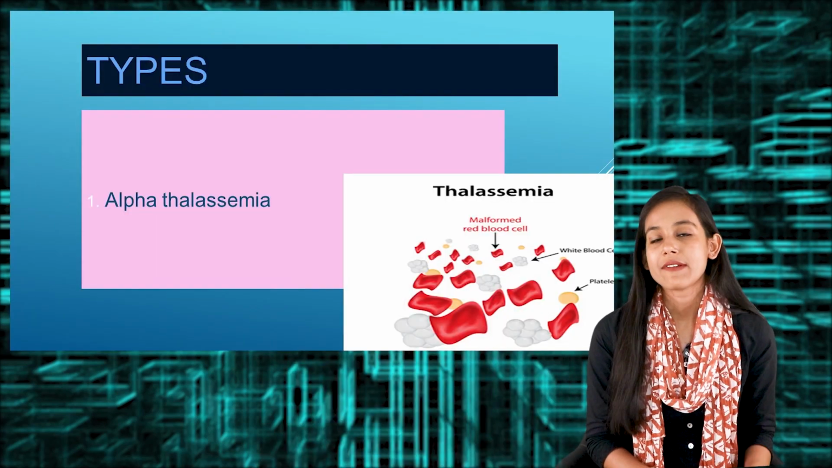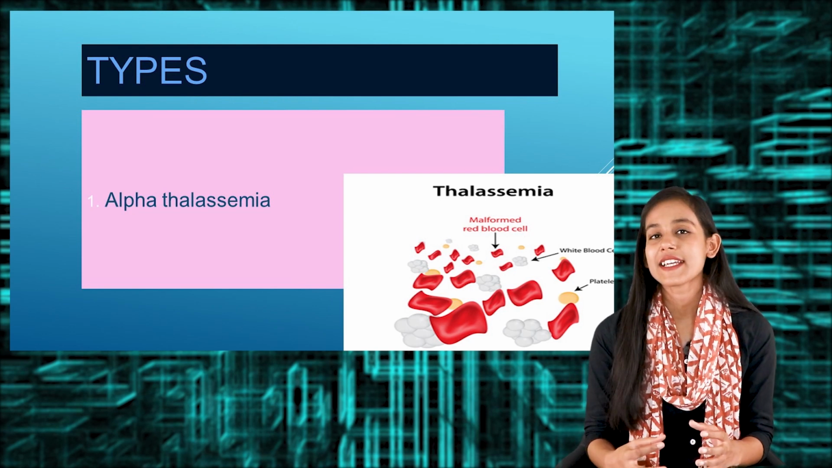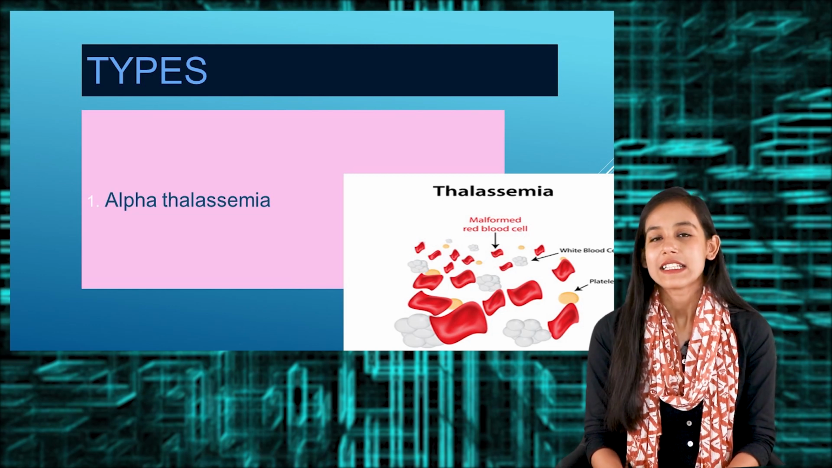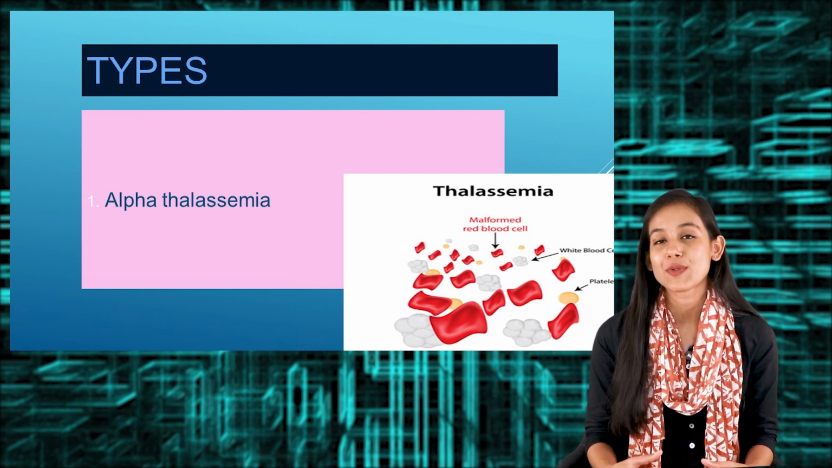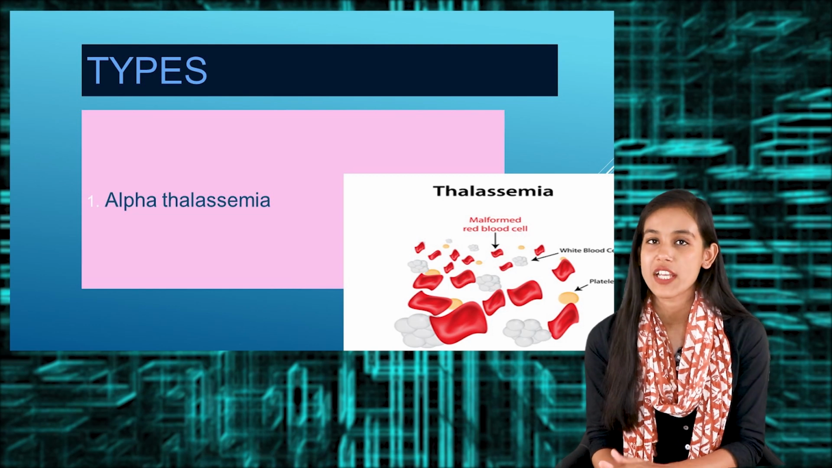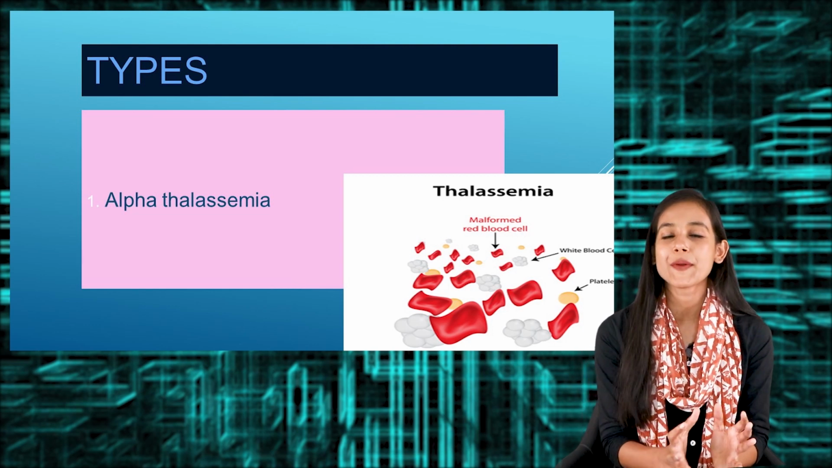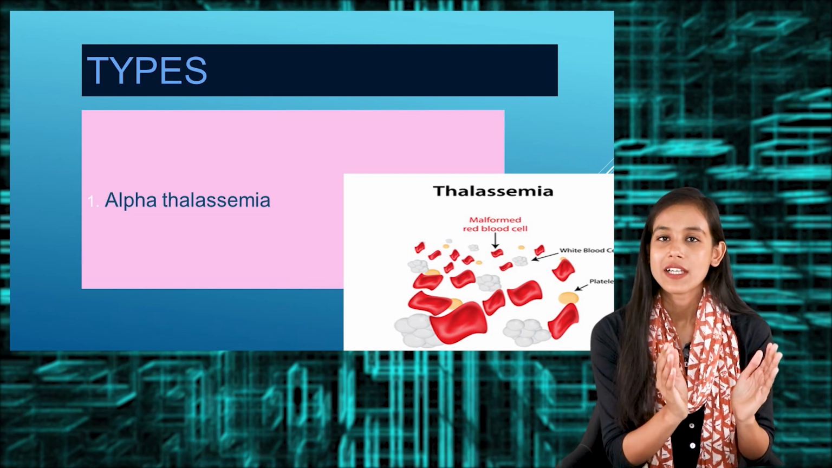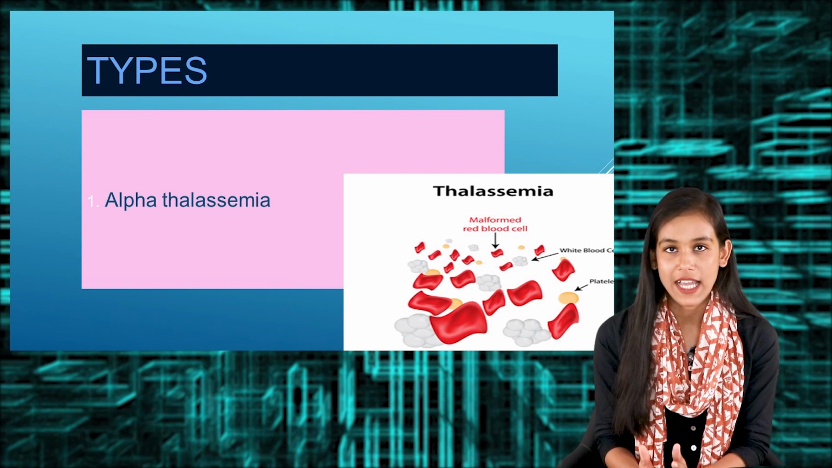So here, if we classify thalassemia, we can classify it into majorly two types, that is alpha thalassemia and beta thalassemia. So first let us talk about alpha thalassemia. Now when we are saying alpha thalassemia, I think you can easily understand that this happens due to deficiency of alpha globin chains of hemoglobin, right? So here, somehow the alpha globin chain is affected, right? That's why we are calling it alpha thalassemia.